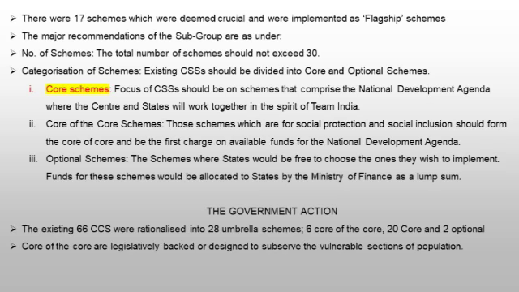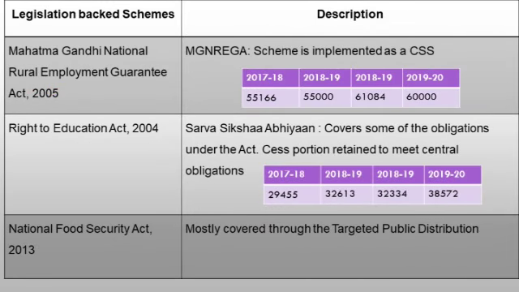Let us see what forms the core of core. Friends, one of the most important is MGNREGA, Mahatma Gandhi National Rural Employment Guarantee Act. It's legislatively backed. It is implemented as a centrally sponsored scheme, and this is the funding allocation. In 17-18 it was 55,166 crores. 18-19 budgeted estimates was 55,000 crores, but in the revised estimate the government increased it to 61,084 crores. And in 19-20 the budgeted estimate is 60,000 crores.